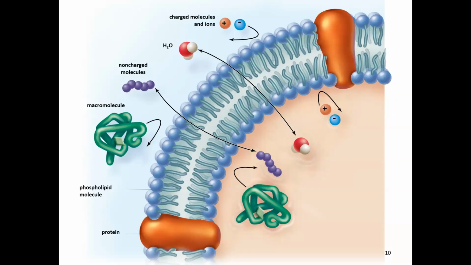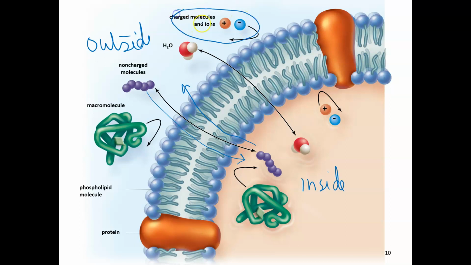Here you can see molecules moving from outside the plasma membrane to the inside of the cell. If you're non-charged, you're going to be able to move directly across either way. If you are a charged molecule like hydrogen ions or potassium ions, so anything that's charged or an ion, you're not going to be allowed to move through that plasma membrane directly.